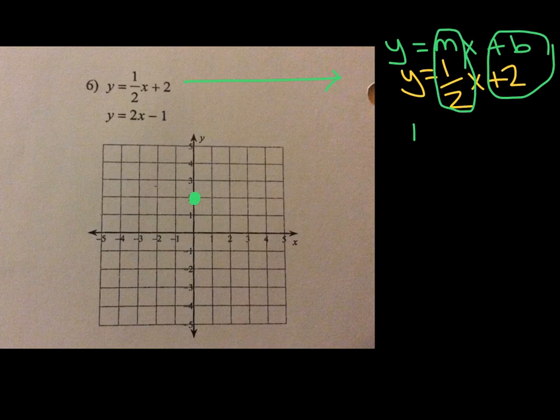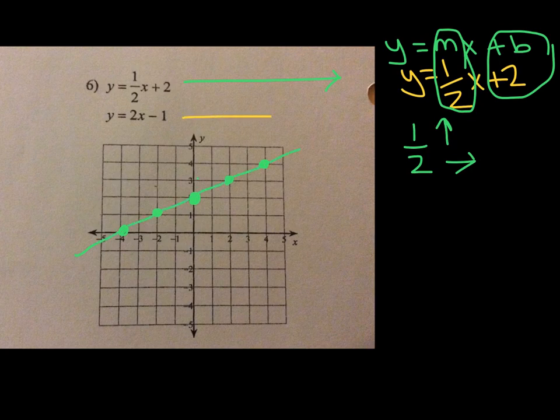So what that means is that we are going to go up 1 because it's positive and right 2. Remember, if it's positive, you go up and right, and if it's negative, you go down and right. So starting at our y-intercept, we'll go up 1, right 2. Up 1, right 2, and then opposite direction, down 1, left 2, down 1, left 2, and connect your points.